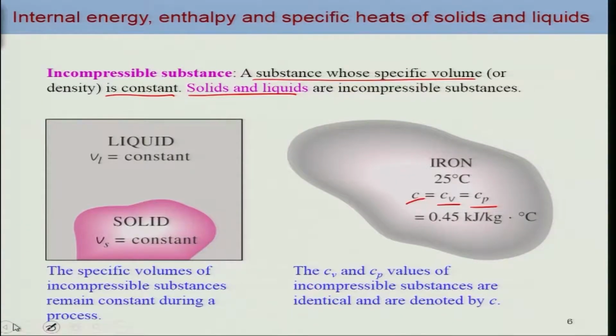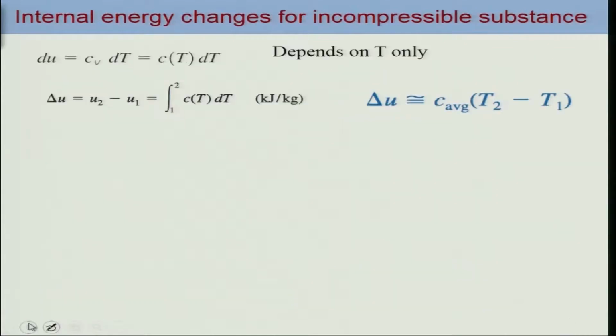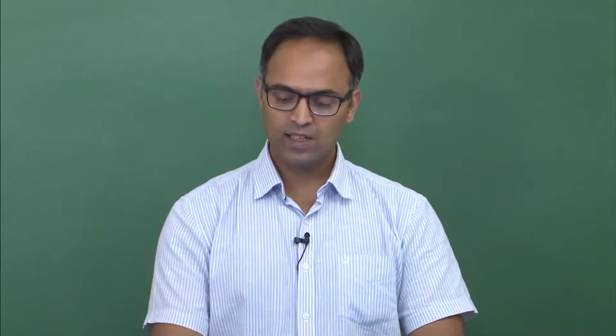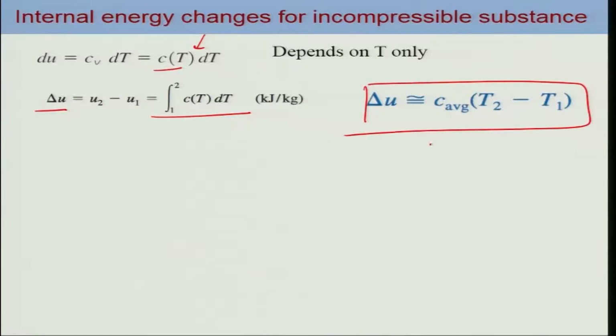So, considering the fact that C and Cv are the same, one can also show that for such a system, just like an ideal gas, C only depends on temperature. Thus you can find the change in internal energy by simply integrating C over a temperature range from state 1 to state 2, or you can approximate, as we have done for gases, in this form, where you approximate C average over the temperature range.